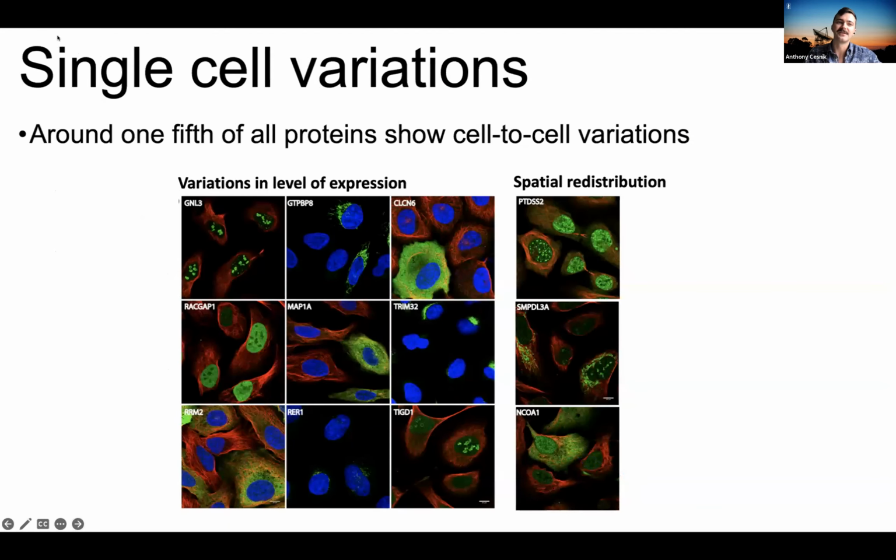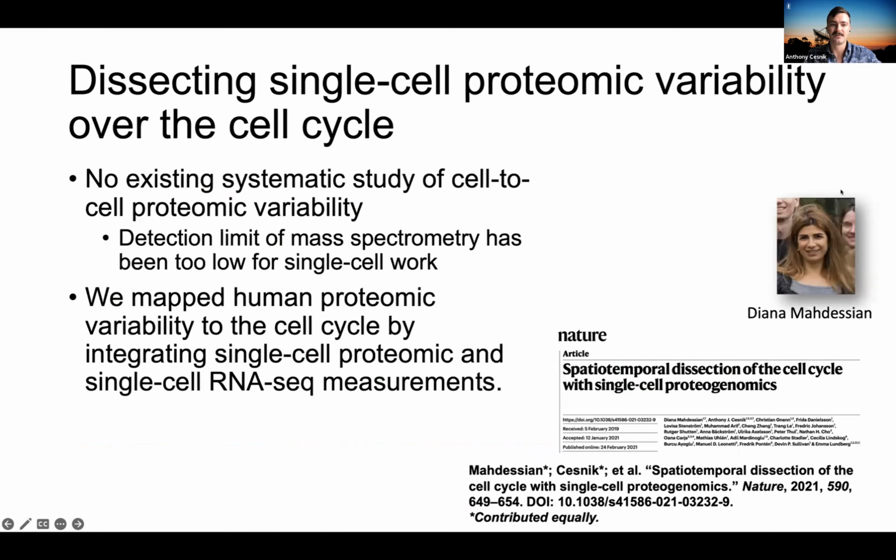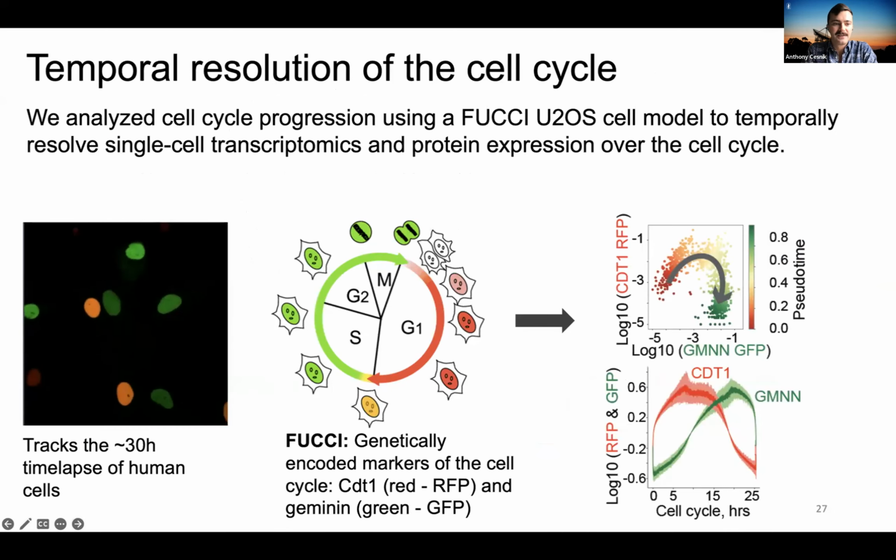So to answer the question of the extent of these variations, around 1/5 of all proteins show cell-to-cell variations. And these can happen at the level of expression between individual cells. And it can also happen in spatial redistribution, where a protein might move from the nucleoplasm to the nuclear speckles, for example. And these are robust. So around 70% of these variations are present in all the cell lines tested. And yeah, so with Diana Mahdessian, we did the first systematic study of this cell-to-cell variability and mapped the expression of these proteins to the cell cycle using some cell cycle marker fluorescence measurements.